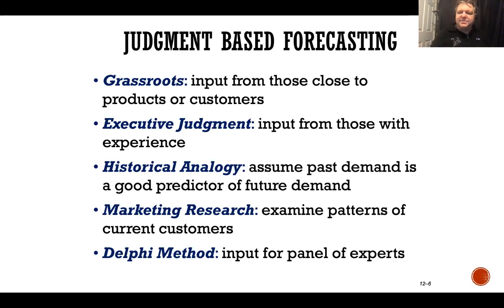It's a panel of experts asking everybody, people who are authorities on a subject. I deem you as authorities on fuel, coming together, and based on all of your recommendations, I'm going to take an average of that. So that's the Delphi method. Executive judgment is one person. The Delphi method is a bunch of people coming together. So grassroots, executive judgment, marketing research, and Delphi method. We've covered those four. Here's the last one, historical analogy.